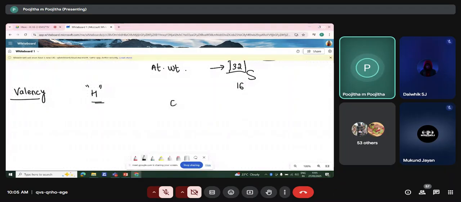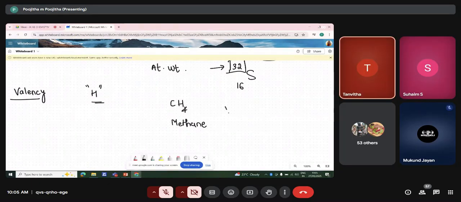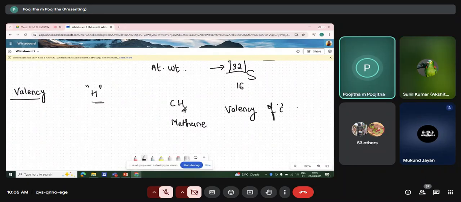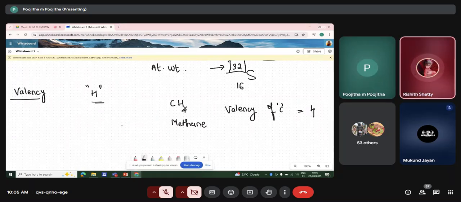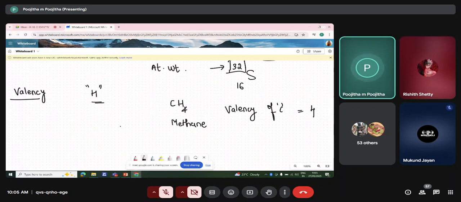Try to answer this. What is the valency of carbon in methane? Four. The valency of carbon in methane is 4. What is the reason? Because it combines with 4 hydrogen atoms. Very good. Because one atom of carbon is combining with 4 atoms of hydrogen in a methane molecule. That is why valency of carbon in methane is 4. So this was valency with respect to hydrogen.